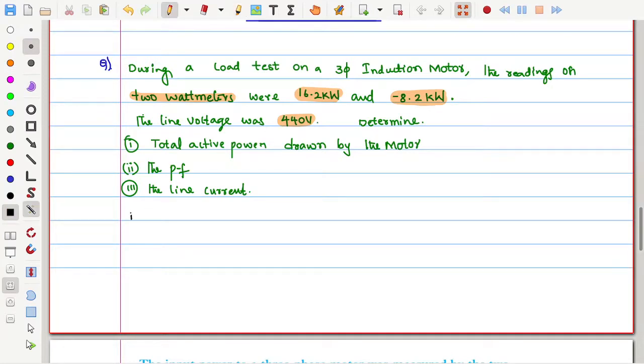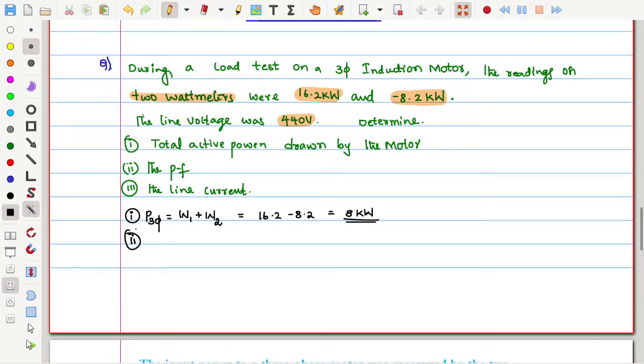So straight away I can write the total active power P three phase is equal to W1 plus W2. We already verified that W1 plus W2 in the two wattmeter method will give the total three phase power. Clear? Now, just tell me how much is this value? 16.2 minus 8.2 is equal to 8. So, 8 kilowatts. So the total three phase power is 8 kilowatts. Straight away we got it.